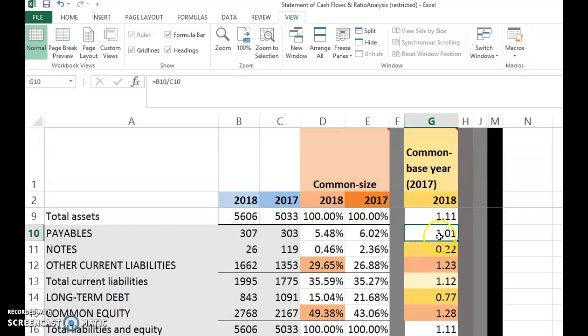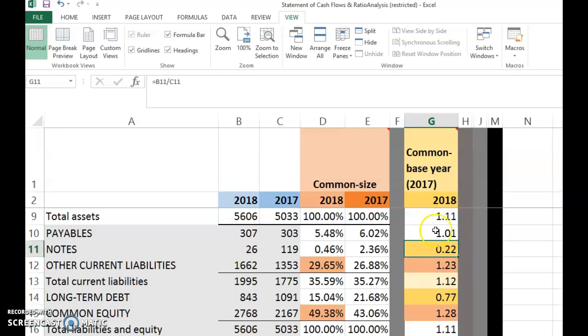So how do you get 1.01? You take the value in 2018, 307 divided by 303. So you get 1.01, rounded to 2 decimal points here. So you get 1.01. So you do the same for all the items in the liabilities and equity portion in the balance sheet, right? So you get these values. Okay, I'm not going to go through each one.